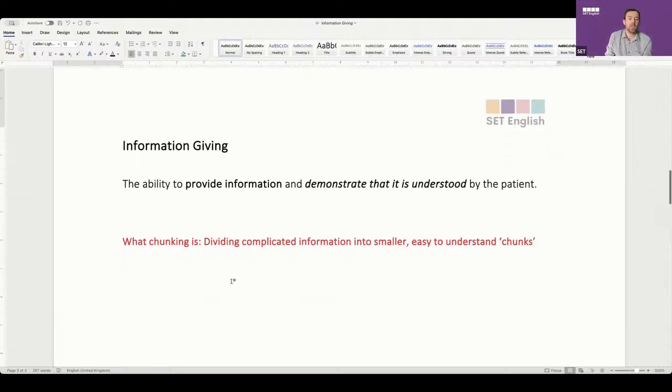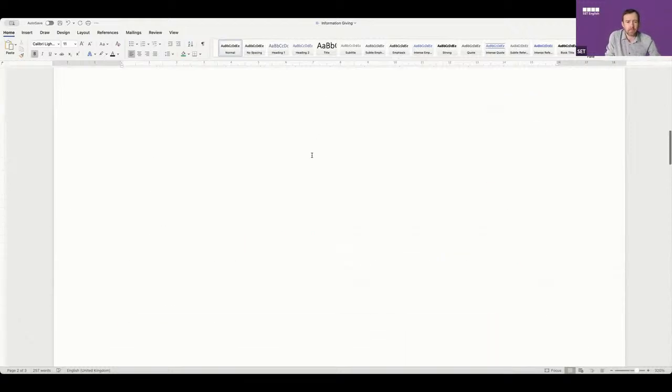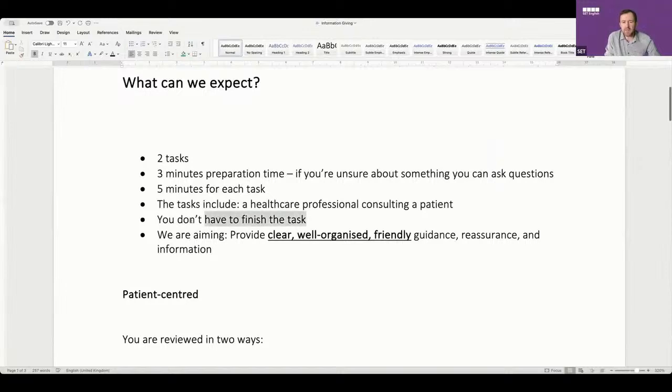Okay, so chunking. It's something that we need to be able to do. It's something that people don't always do. I think it sometimes feels a bit unnatural to people. Remember what I said earlier. You don't have to finish the task.